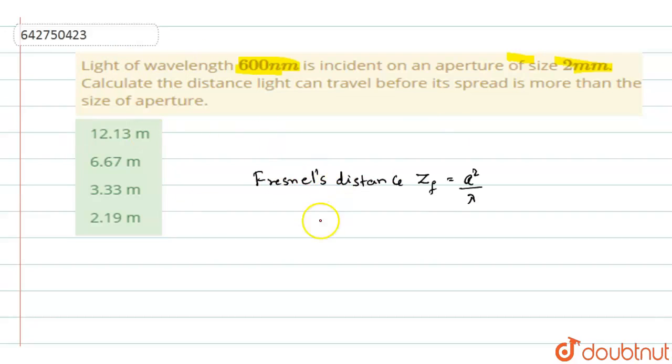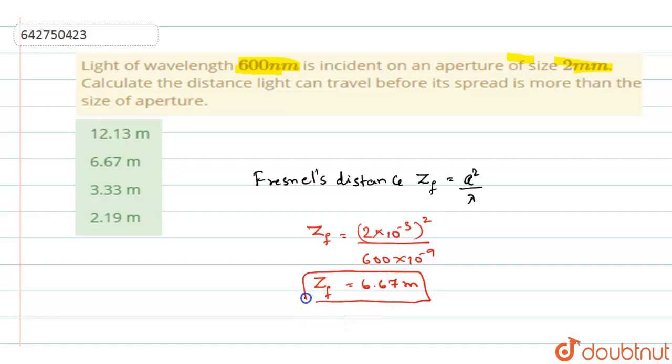To calculate it, we substitute a square and lambda, which are given directly. a is given to be 2 mm. So a square is (2 into 10 power minus 3) whole square, divided by lambda, which is 600 into 10 power minus 9. When you simplify this, ZF comes out to be 6.67 meters. So this is the least distance light can travel before more spreading occurs for this wavelength of light. So option B is the correct answer.